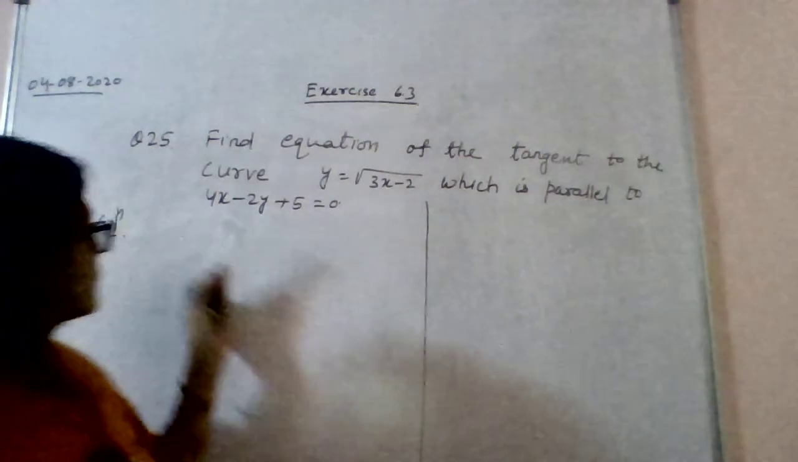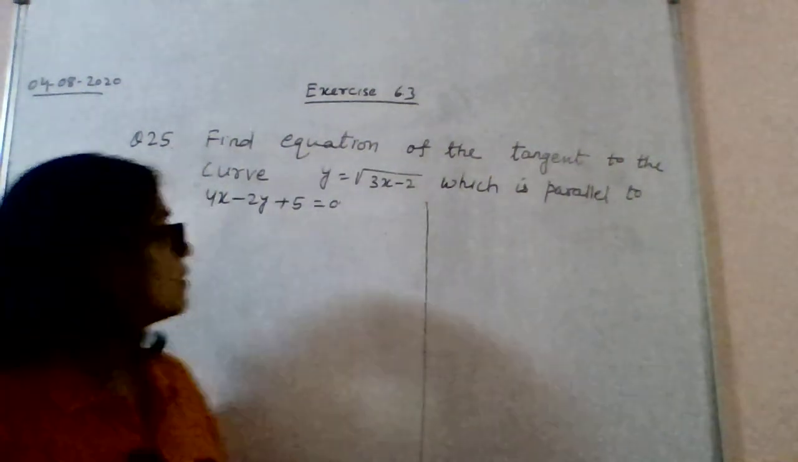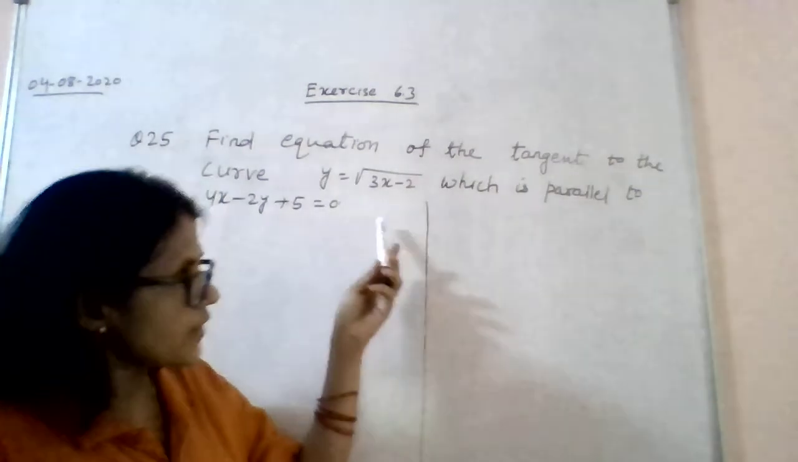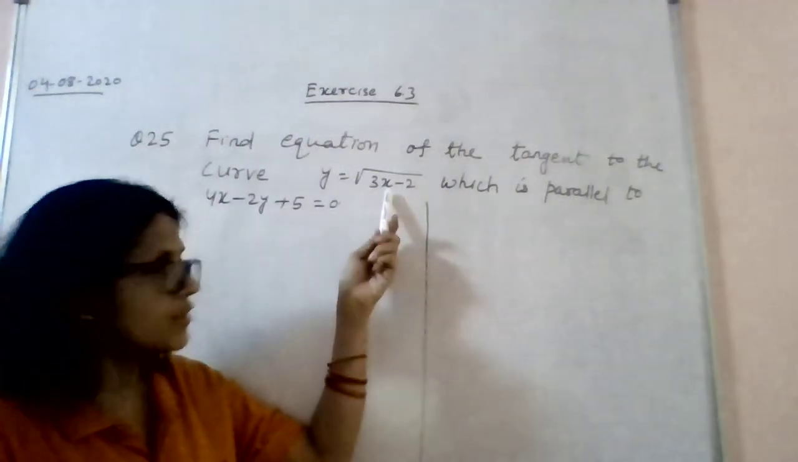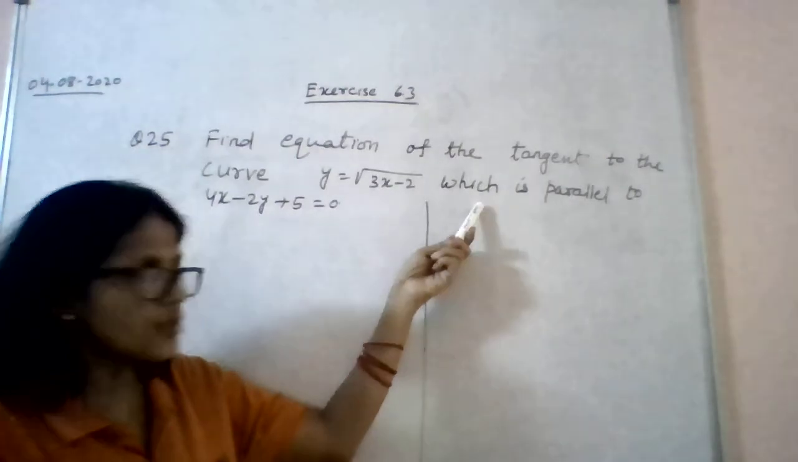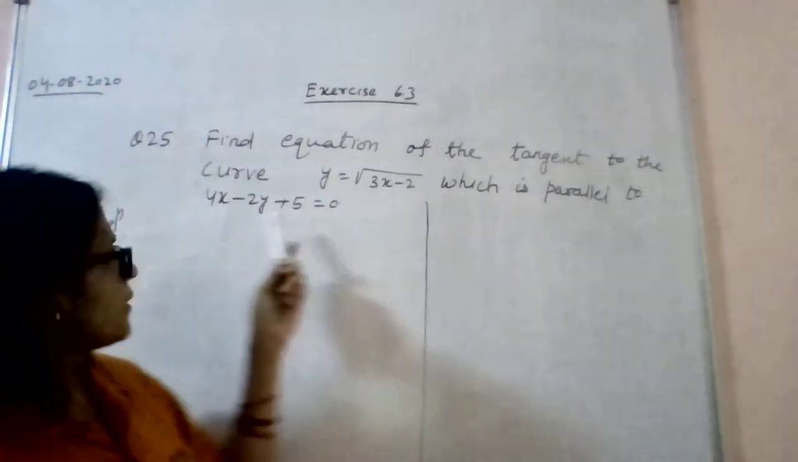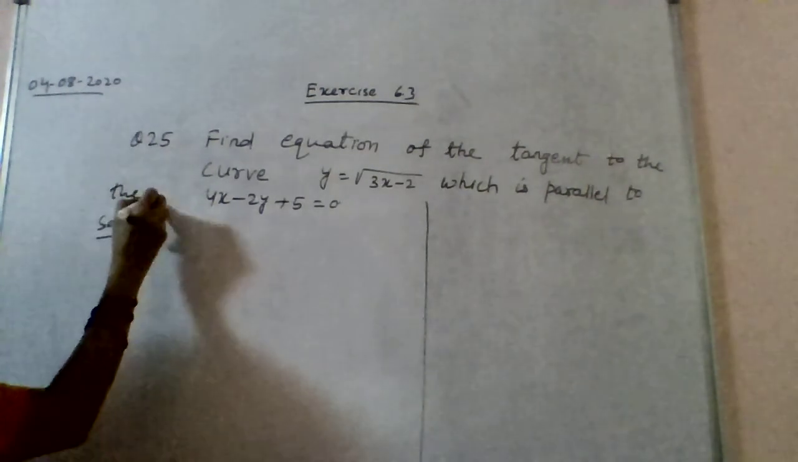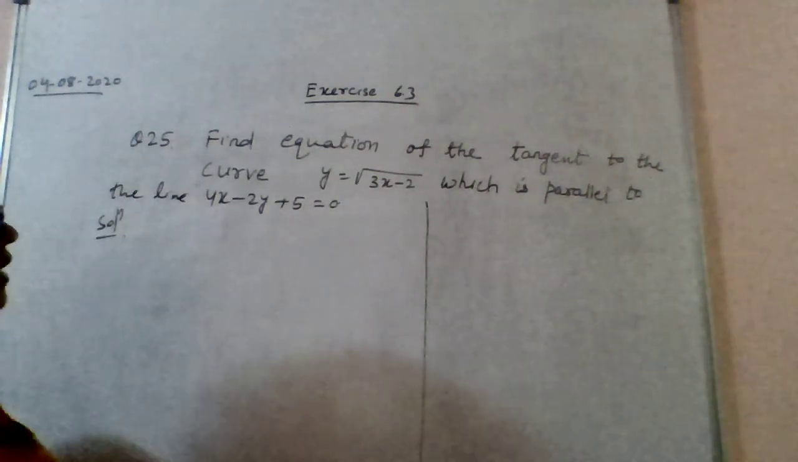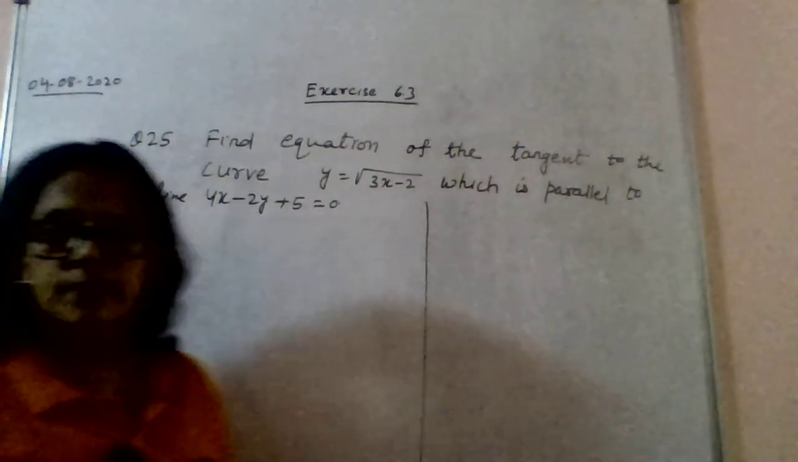So the next question is question number 25. Find the equation of the tangent to the curve y equals under root 3x minus 2, which is parallel to the line 4x minus 2y plus 5 equal to 0.